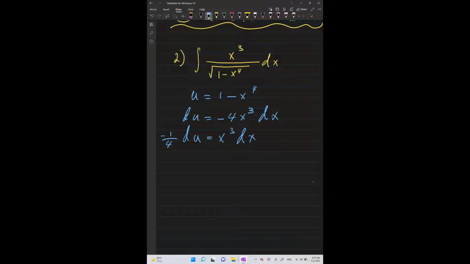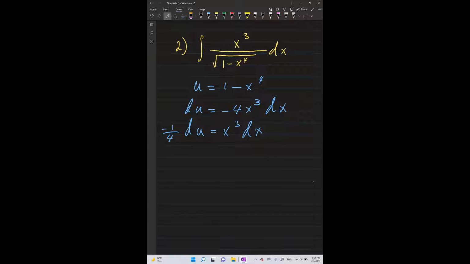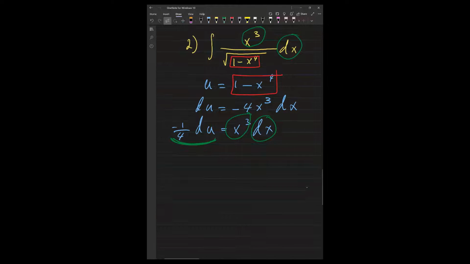Okay, so right now we got everything covered. Why? Because basically we have this covered. So this is x cubed dx, and this is the same thing, x cubed dx. We're going to replace it with negative 1/4 du. Also, we have the u covered. This is u, this is u. So basically we got everything covered. We're good.